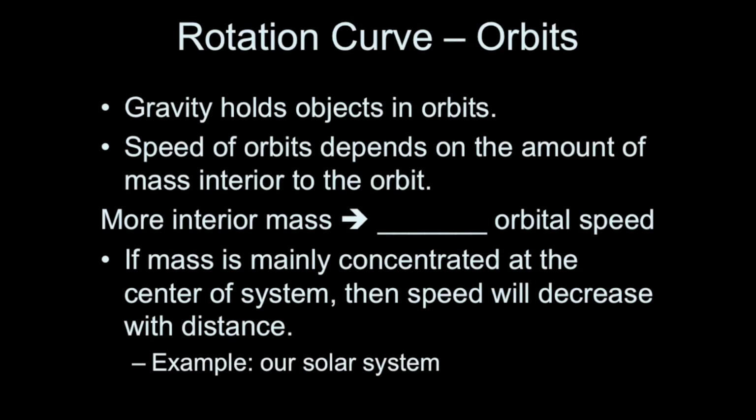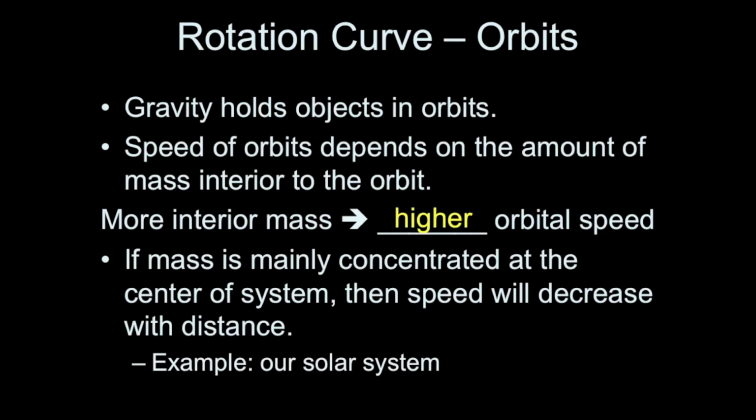In astronomy, when we're talking about orbits, we're usually describing something like planets orbiting around a star or stars orbiting around the center of a galaxy. And so we need to think of how gravity holds things in orbit. One of the rules that we know about in astronomy is that the speed of something in an orbit depends on how much mass is interior to the orbit. The bigger the mass interior to the orbit, the bigger the gravitational force you'll have on the orbiting object. Bigger gravitational force means bigger acceleration, bigger orbital speed that results from this. So more interior mass means higher orbital speed.